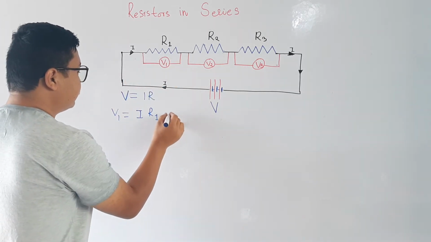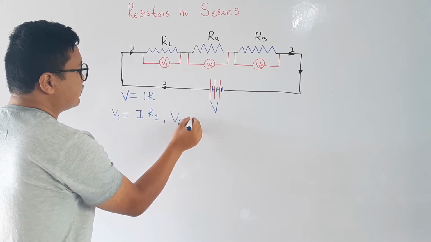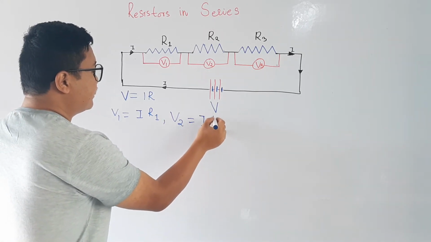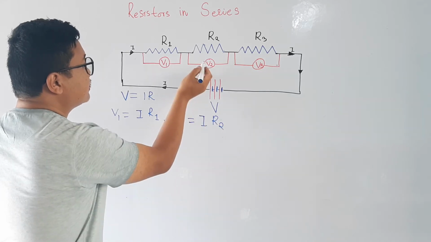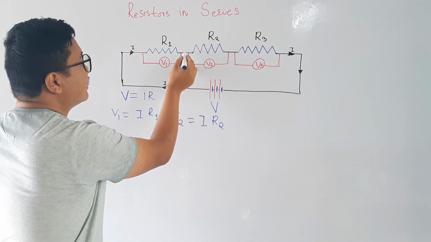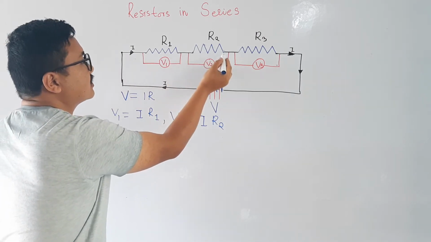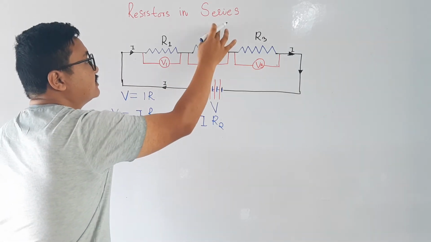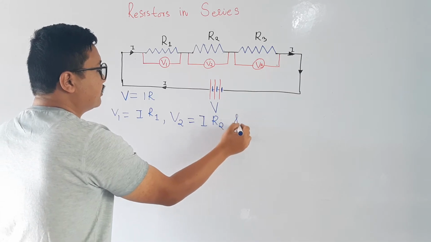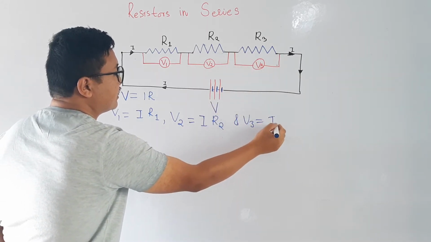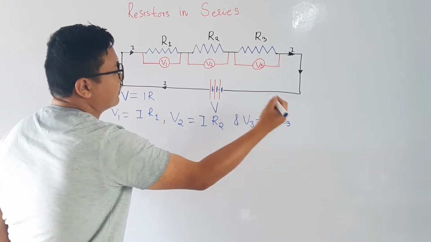And how much is V2 then? This V2 is equal to I R2. Here also the amount of current is I, but the resistance is R2. And how much will be V3? Again the current is the same, that is I, and the resistance is R3.